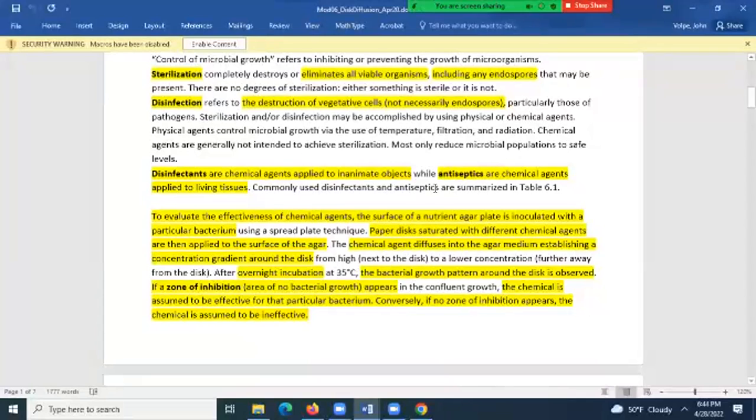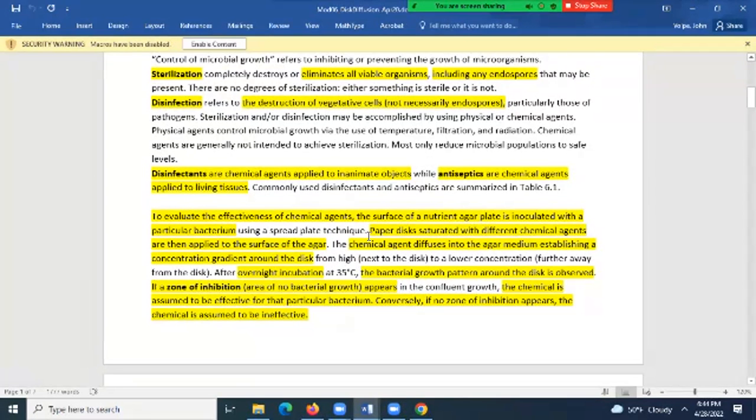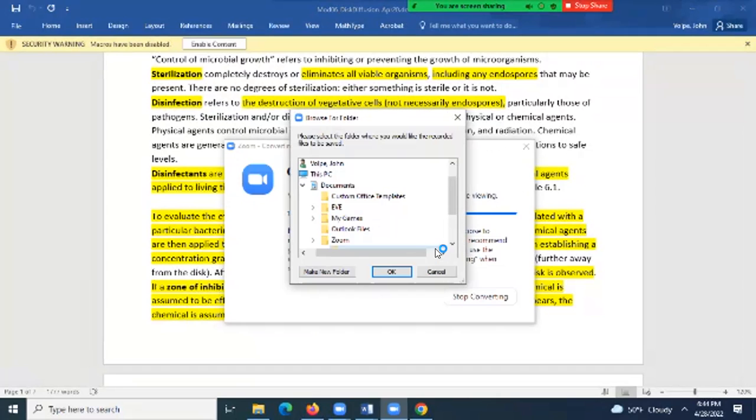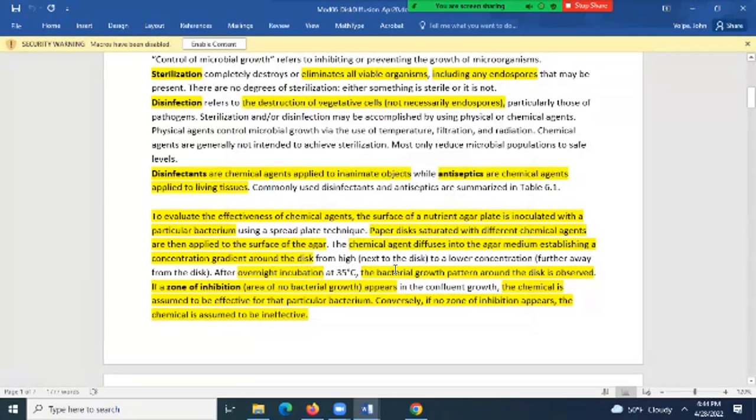All right. To evaluate the effectiveness of chemical agents, the surface of a nutrient agar plate is usually inoculated with a particular bacterium. Paper discs saturated with different chemical agents are then applied to the agar surface. The chemical agent diffuses into the agar medium, establishing a concentration gradient around the paper disc. Sorry about that, let me save that.